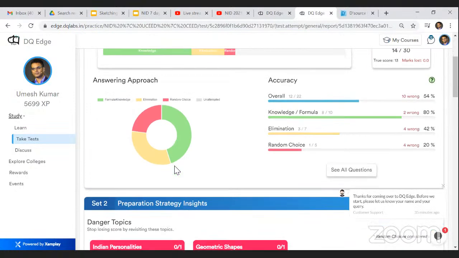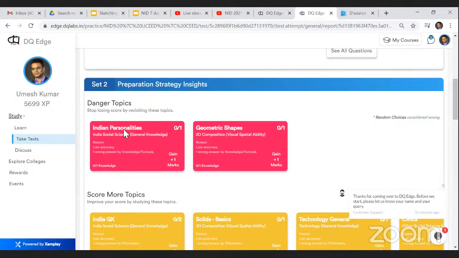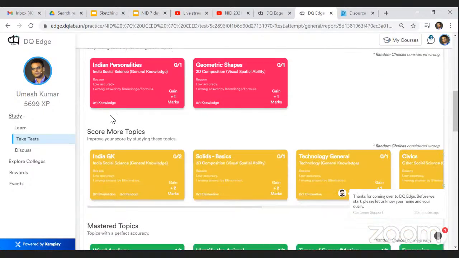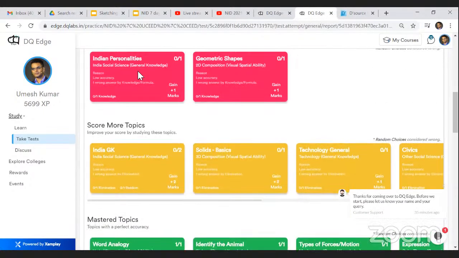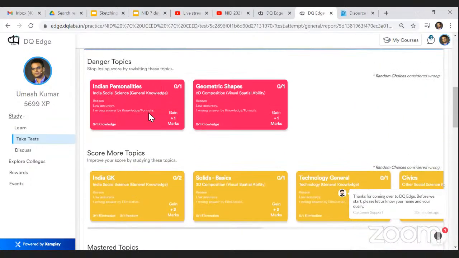Now, this is where you get very good information which talks about the segregation of your knowledge. Whether you have applied knowledge, formula, elimination, random choosing. And this is what I was talking about, danger topics. Here you see 3 different cards: red, orange, and green. You have to be very focused in studying this red card, because you have answered through knowledge and you got that question wrong. So you have to review why you got it wrong.